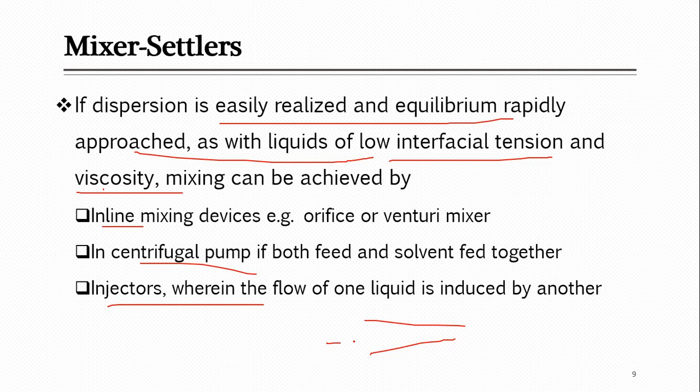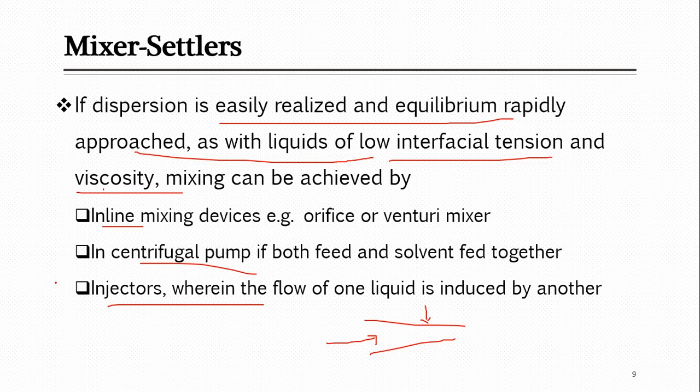So if one liquid is passing from here, that will create vacuum, and if you introduce the other from here, they will come in contact with each other, and due to this turbulence their mixing will take place. This is only possible when there is low interfacial tension as well as low viscosity. But mostly in industries this is not so simple.